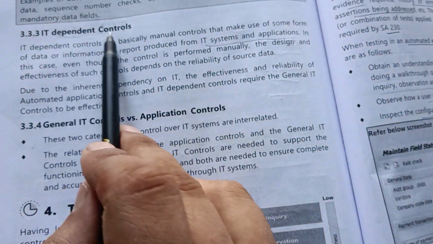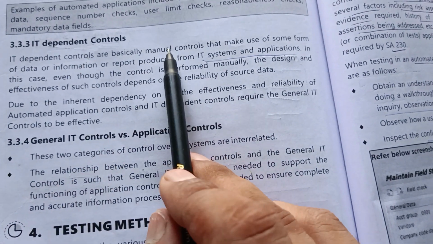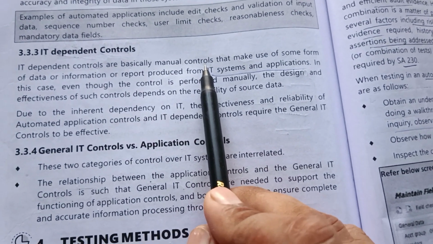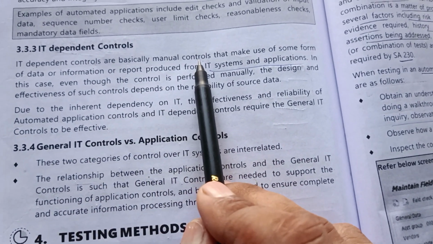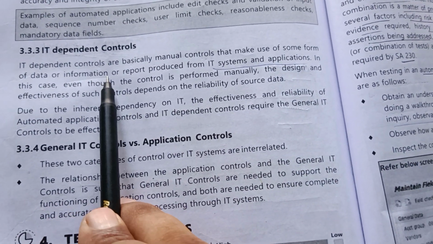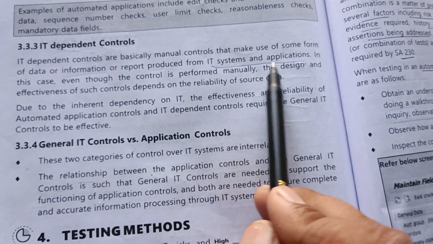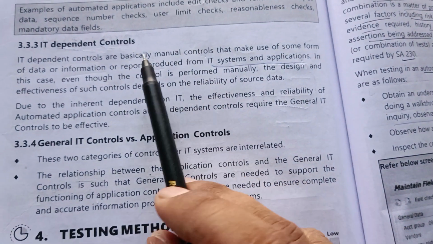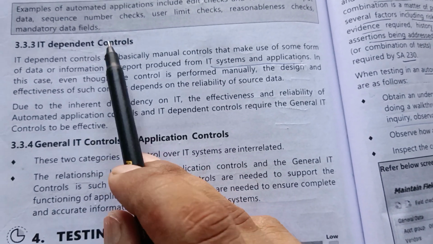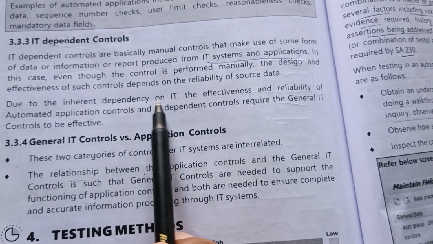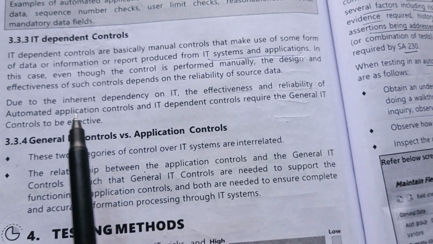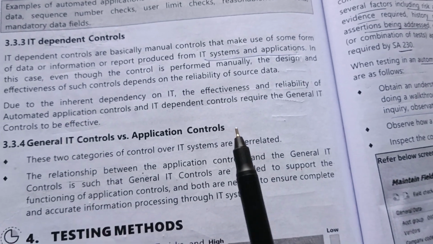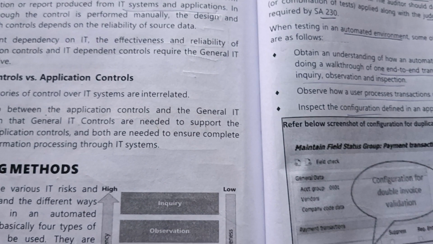Now what do you mean by IT dependent control? IT dependent controls are basically manual controls. It is not automated control. It is basically a manual control that makes use of some form of data or information or report produced from IT systems and applications. IT dependent controls are like manual controls, which are useful for generating the report, right? Due to inherent dependency on IT, effectiveness and reliability of automated application control and IT dependent control require the general IT control to be effective, right? Now this we have done.